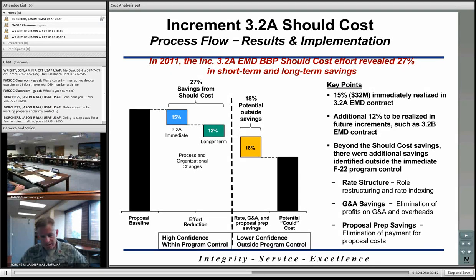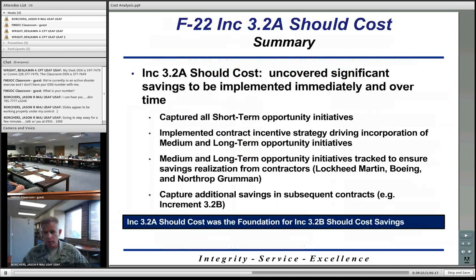So a summary of the F-22 should cost effort. It's deemed a success story. It's highlighted in Better Buying Power 2.0. Really any dollar saved over and above the cost that it takes to save those dollars is going to be deemed a success when we look at should cost. And F-22 certainly is representative of that.